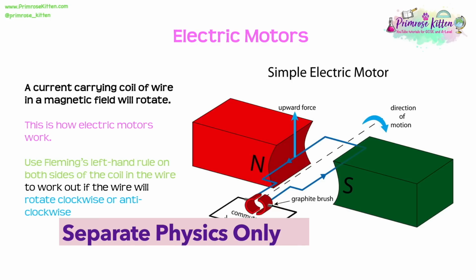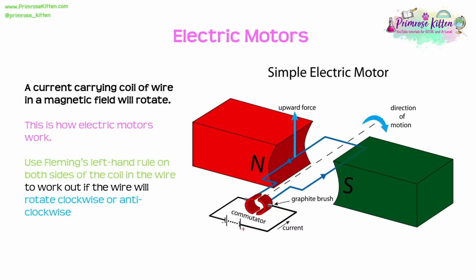A current carrying coil of wire in a magnetic field will actually rotate. So what you see here in this diagram will rotate. Now this is how electric motors work. What we would need to do is use Fleming's left-hand rule on both this side and also this side of the wire. The reason why we would want to do this is because we can work out the direction that the pink bit of the wire is pointing and that the blue bit of the wire is pointing.